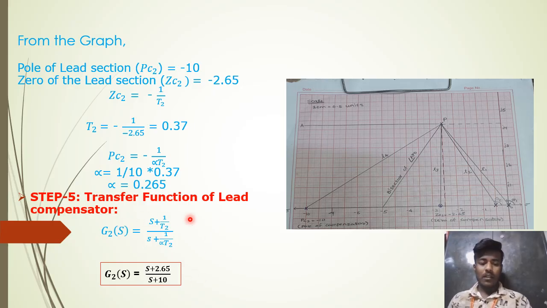Now we have to find transfer function of lag compensator. Let me explain this graph. If we draw lines from all poles to the dominant pole, exactly, we have to measure these lengths of L1, L2, L3, L4.